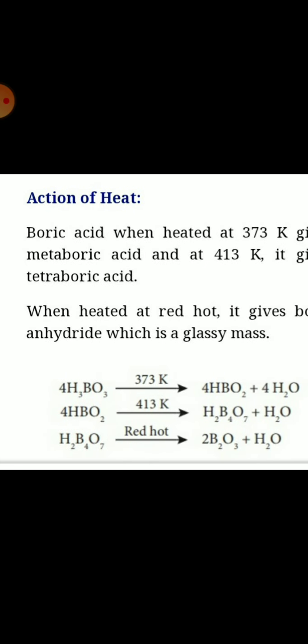Then another property, action of heat. So there are two temperatures. We can heat the boric acid to form different products. Boric acid, first heated at 373 Kelvin, gives metaboric acid, and at another temperature, 413 Kelvin, gives tetraboric acid. Then again when heated to red hot condition it gives boric anhydride, which is a glassy mass. So first see the reaction.